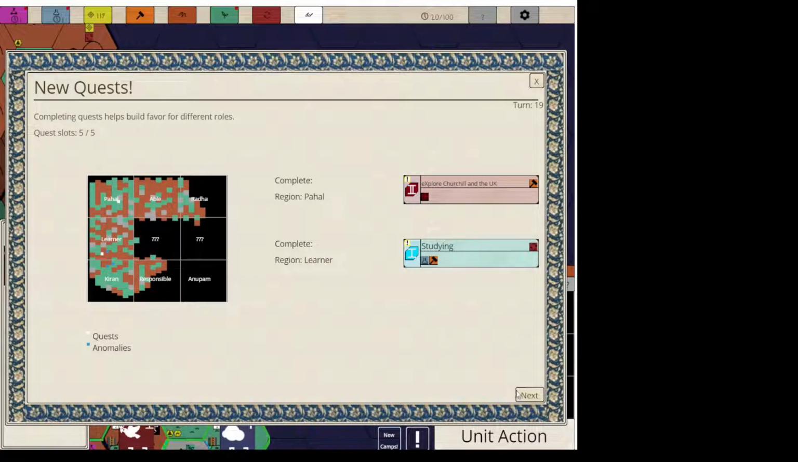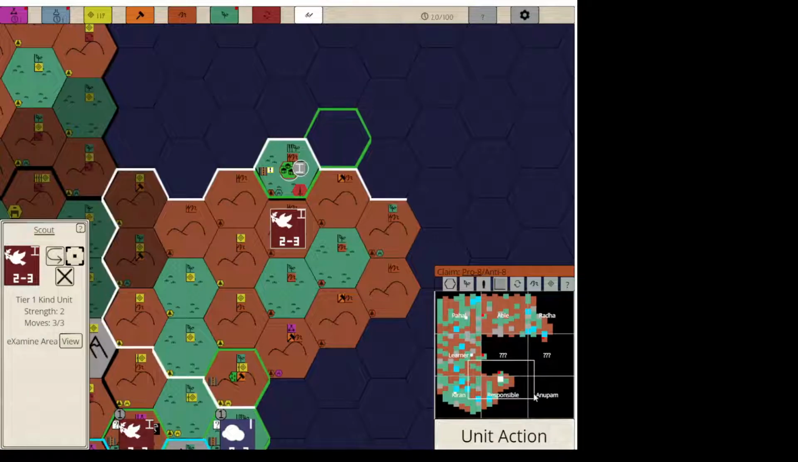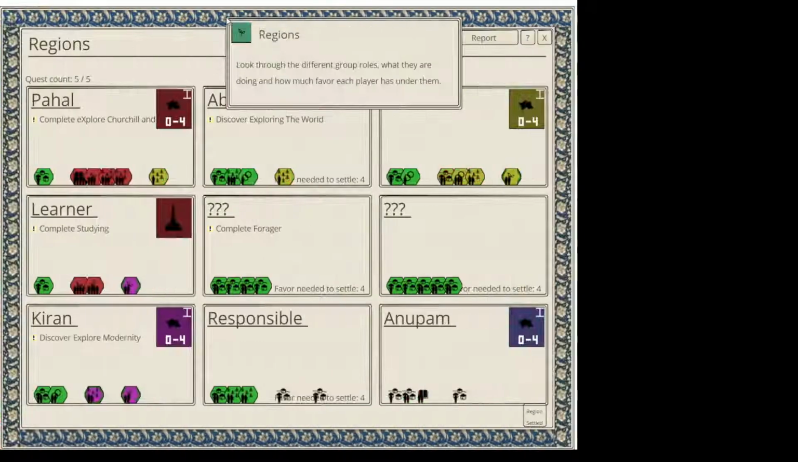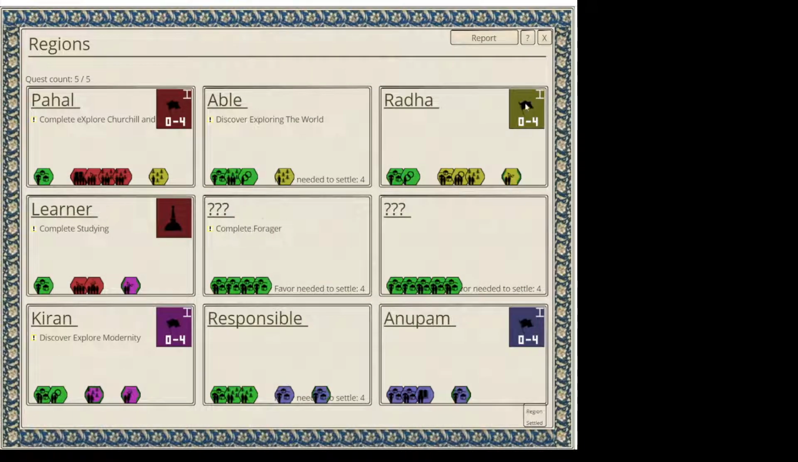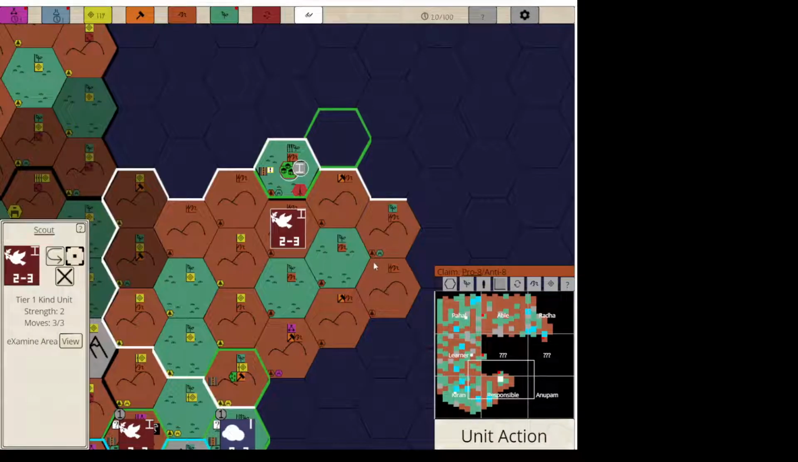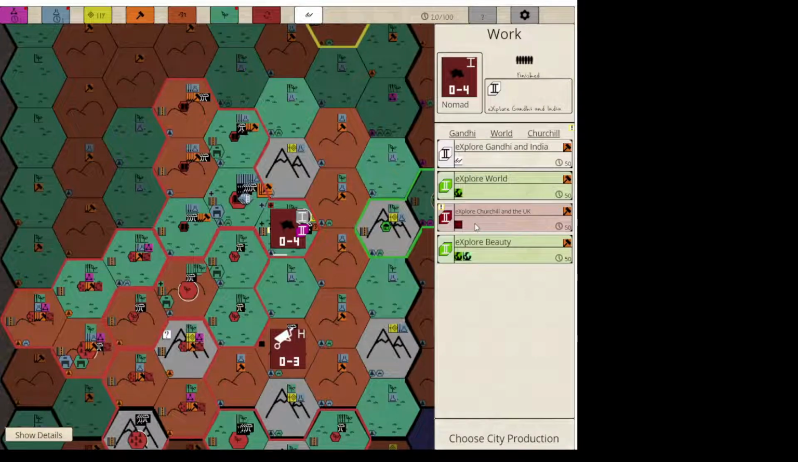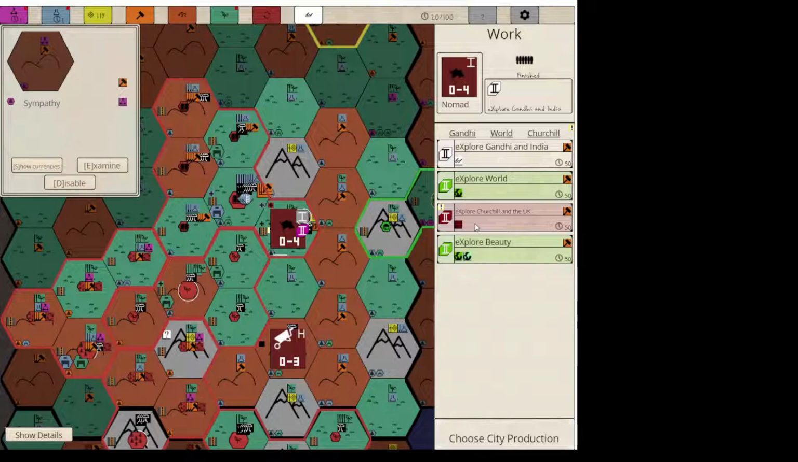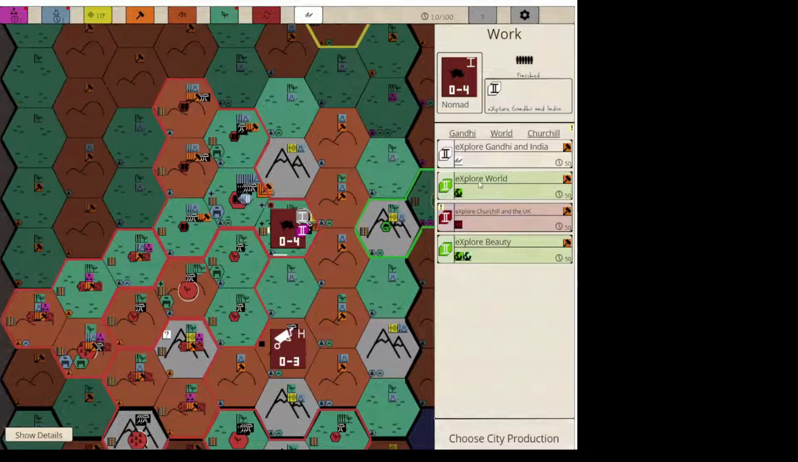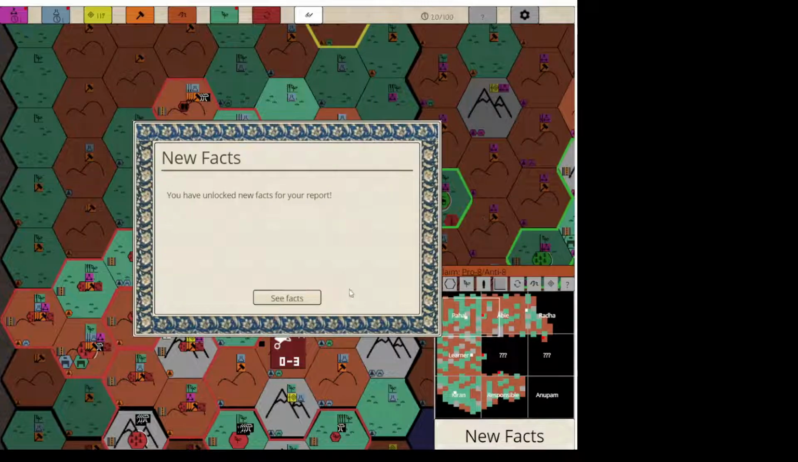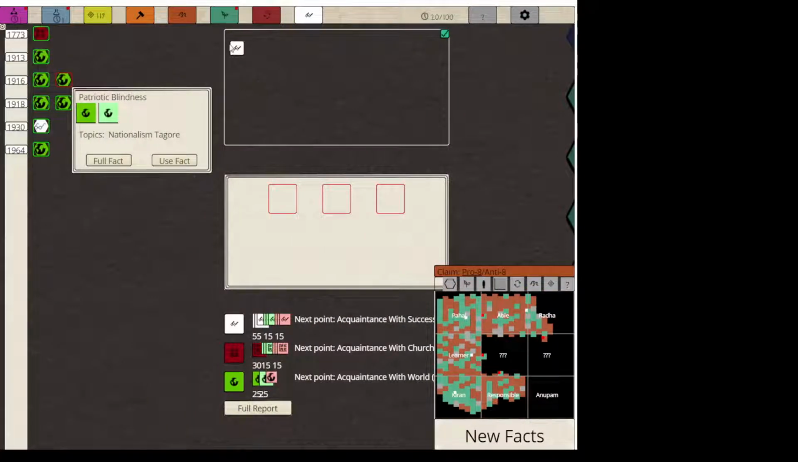Let's check what these quests are. So over here, you can see what our quests are. One is to complete a forager. I think we're doing that already, so I'm just going to let that camp be. This is tough. We have a quest to explore Churchill in the UK, but as I said before, we do want to explore the world to get ourselves ready for all of the facts that we have. I'm just going to do this for right now, though.